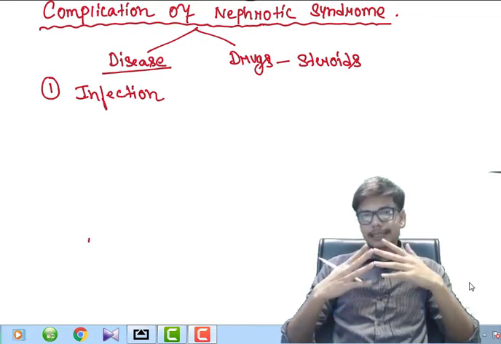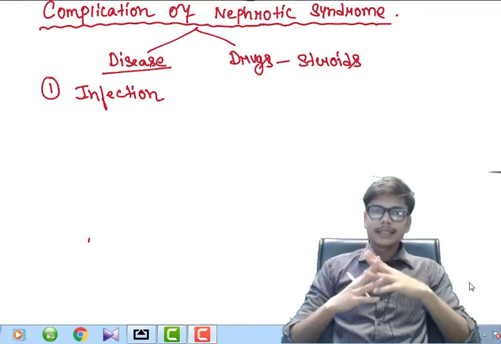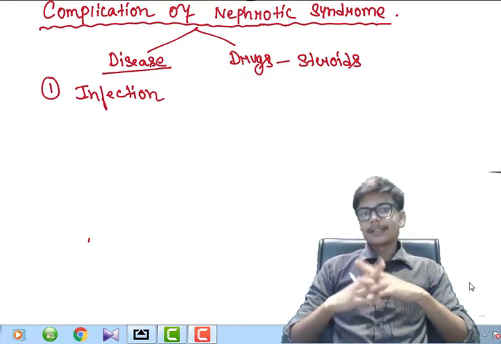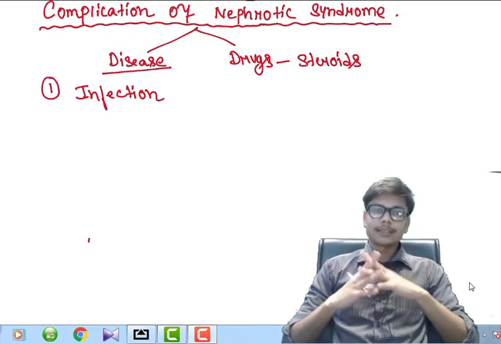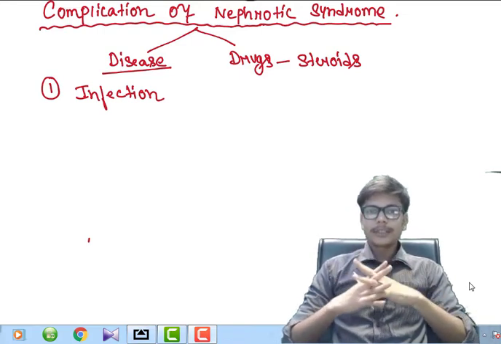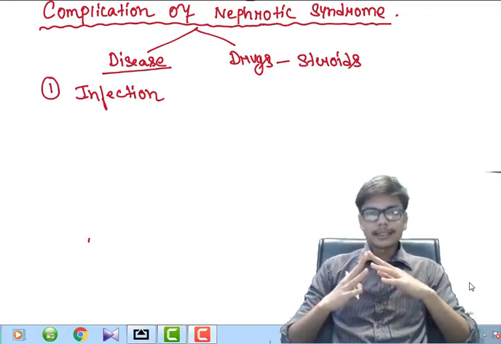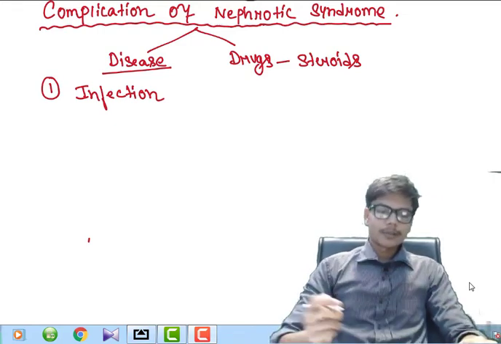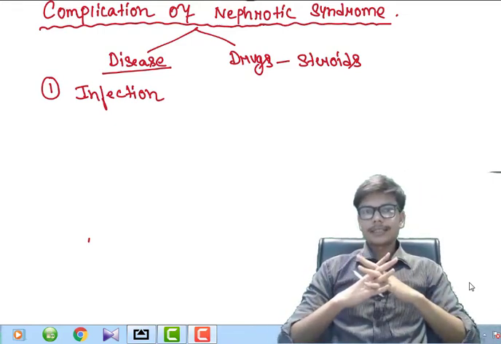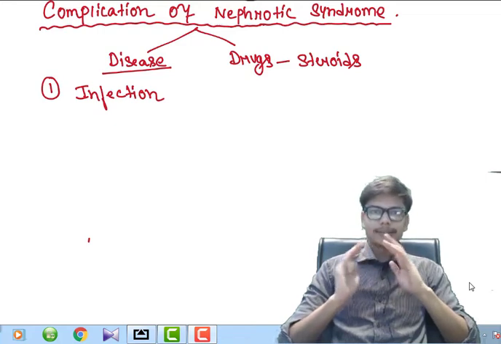It can produce respiratory tract infection, urinary tract infection, and peritonitis, where we have discussed spontaneous bacterial peritonitis and how it is produced. It can produce soft tissue infections like cellulitis and furunculosis, and other infections like urinary tract infection. So, in a patient of nephrotic syndrome, we have to always suspect infection and take some history regarding infection.